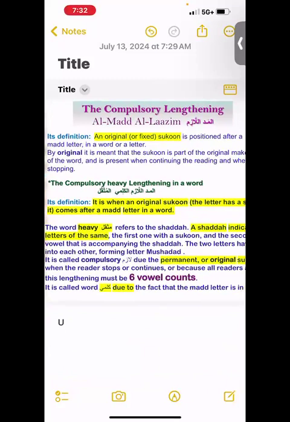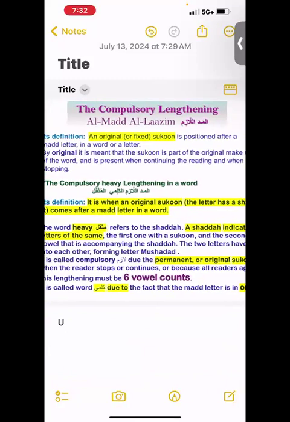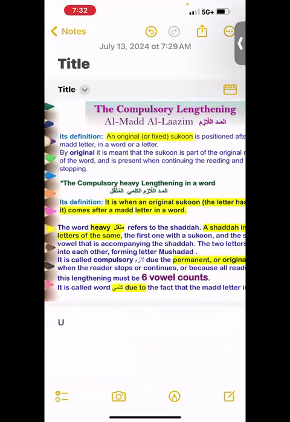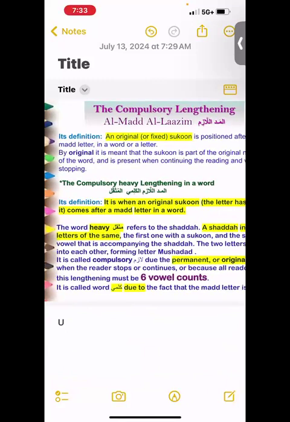Its definition: an original or fixed sukoon is positioned after a mad letter in a word, or a letter. This is a general definition of Mad Lazim. If you remember, I told you Mad Farai, and Mad Lazim is one of the mads that come under Mad Farai. I had told you that for all the mads of Mad Farai, there has to be a reason why they are extended from 2 counts to 4, 5, or 6 counts. There should be a reason. And here we know the reason is a sukoon.